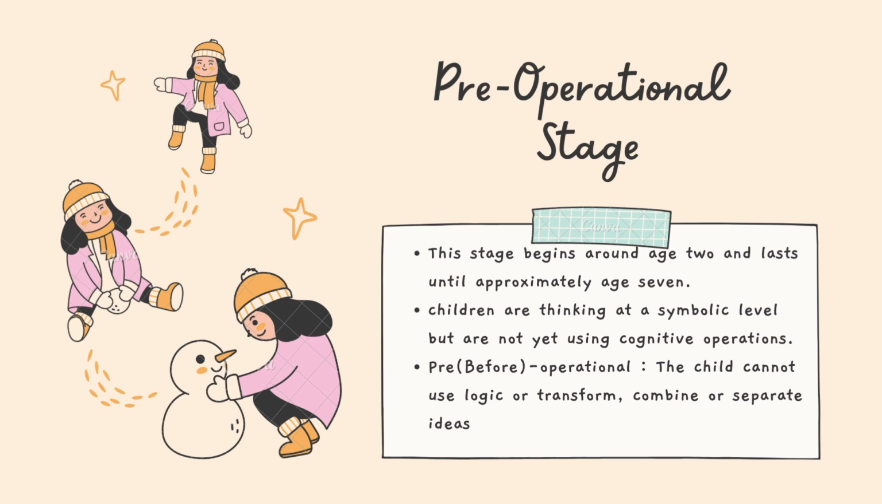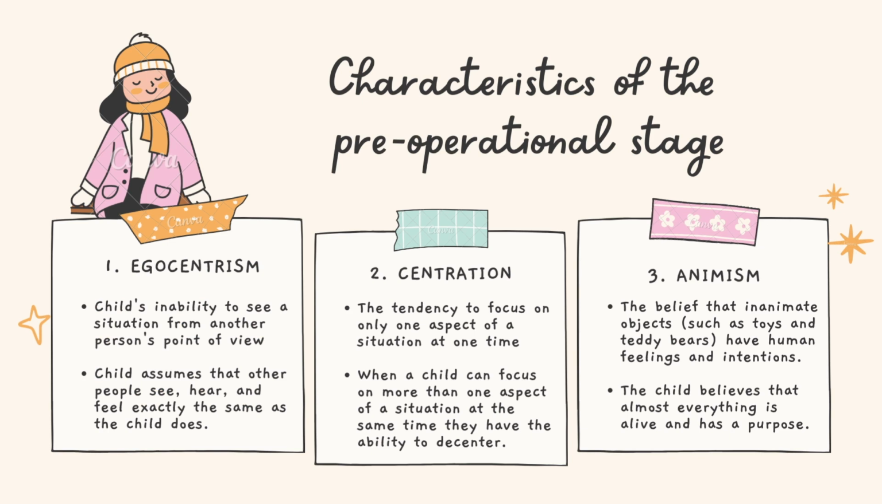For pre-operational, the term pre means before operational, so pre-operational means the children cannot use logic or transform, combine, and or separate ideas. Okay, next we have the characteristics of the pre-operational stage. There are 3 main characteristics that can be observed in your child during this stage.